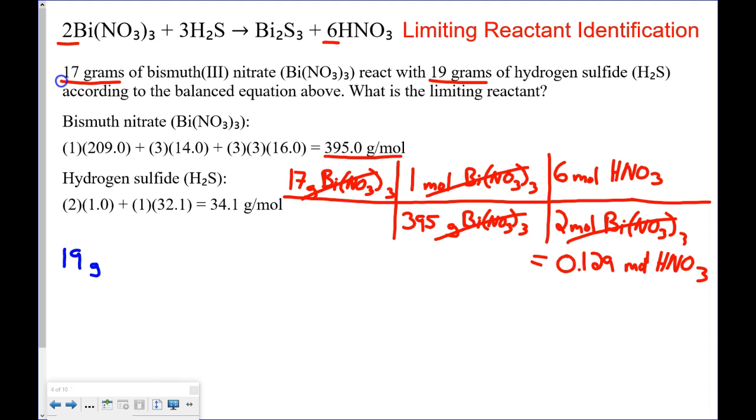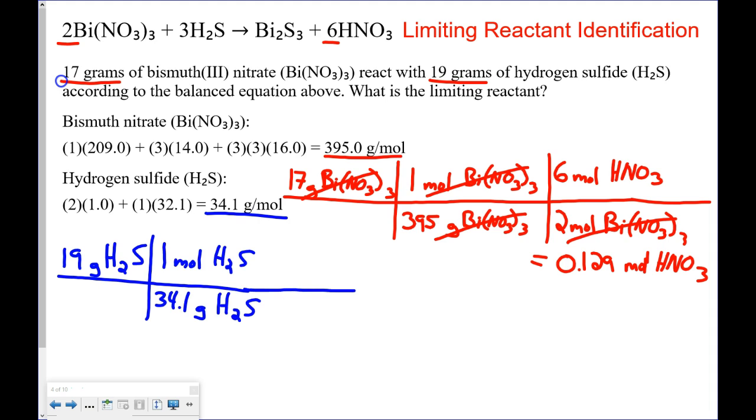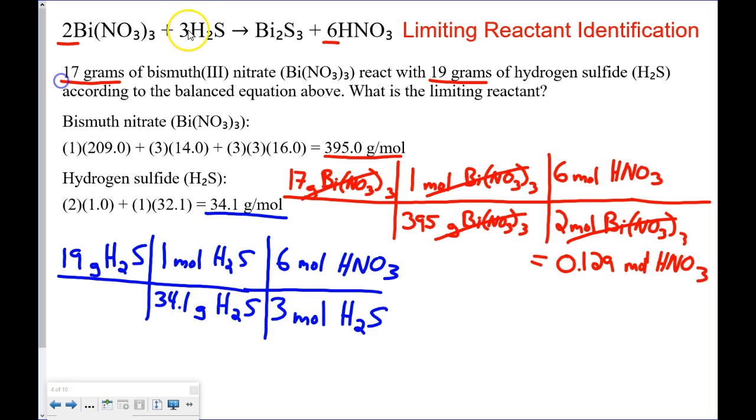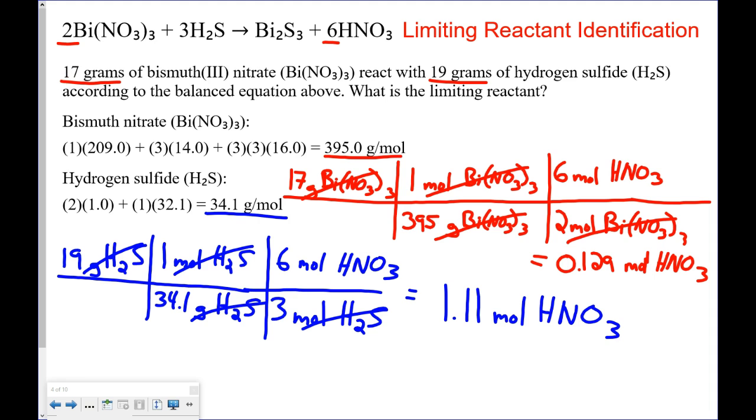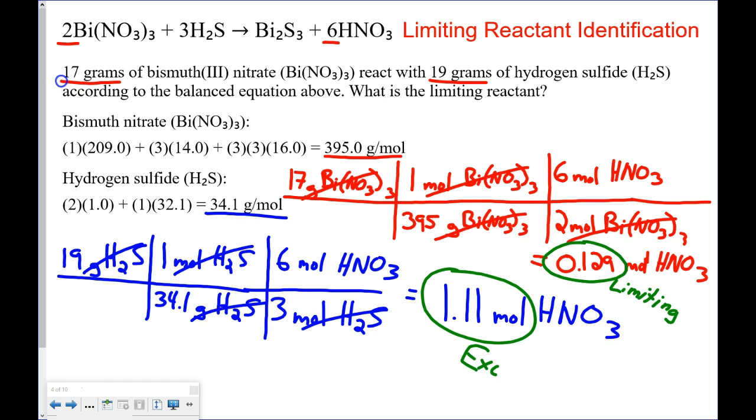Let's compare that to the second one now. Again, this one started in grams. I'm going to have to convert that into moles. 19 divided by 34.1 will give me that in moles. Then I use my molar ratio, or 3 moles of hydrogen sulfide is going to make 6 of this, sulfide, sorry. Cancels out, this is going to give me 1.11 moles of nitric acid. Looking at these two, it's obvious that the bismuth nitrate was the one that's going to run out first. That's my limiting reactant. Excess reactant is going to be my hydrogen sulfide. Way less of this one compared to that.